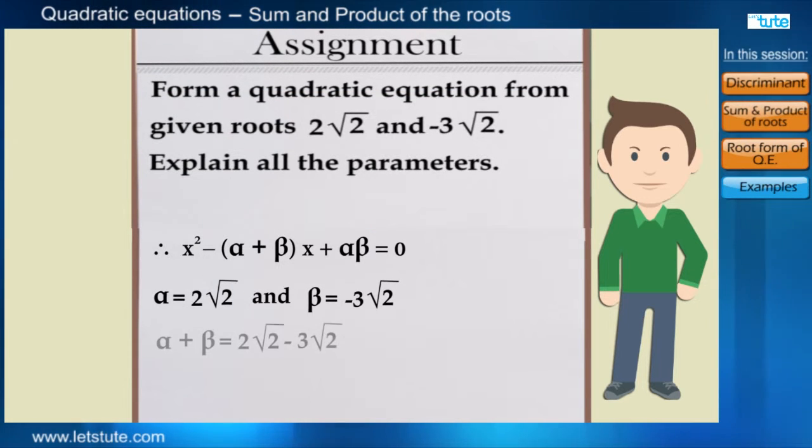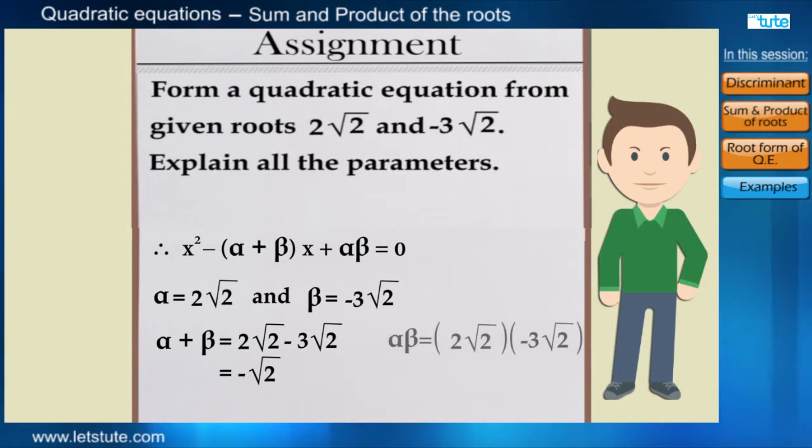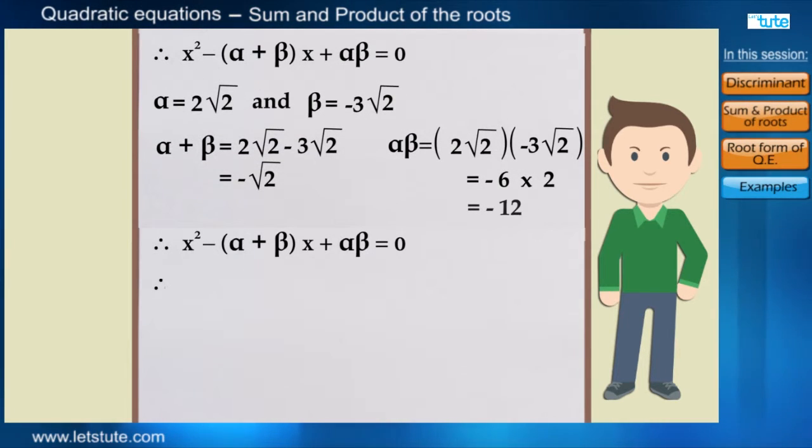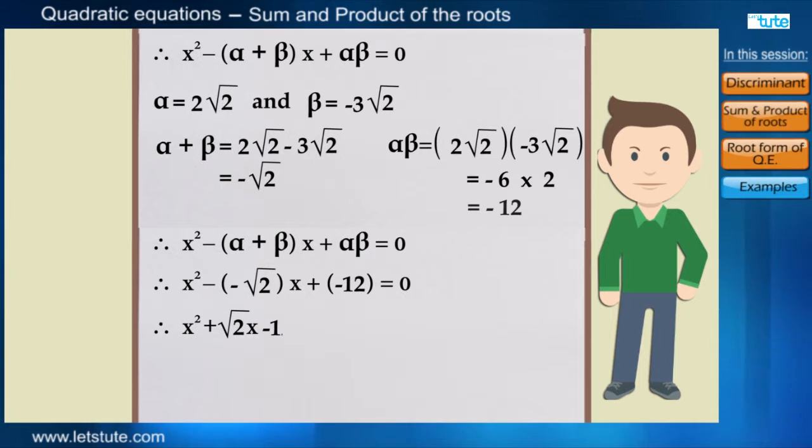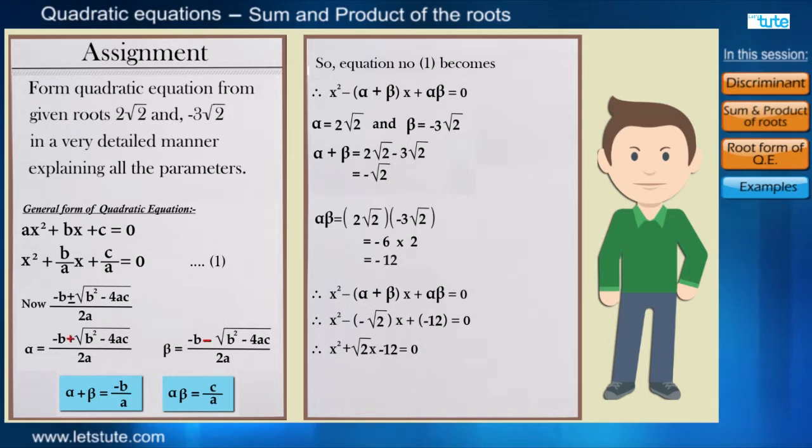So on summing the roots, we get alpha plus beta equal to minus square root of 2, and on multiplying we get minus 12. So we get x square minus of root 2 into x plus minus 12 equal to 0. And finally we get x square plus root 2x minus 12 equal to 0. And this is how he completed the assignment by explaining all the parameters in a very detailed manner. He understood the relationship between the roots and the coefficients. And I hope even you have understood it well.